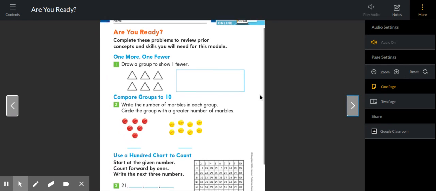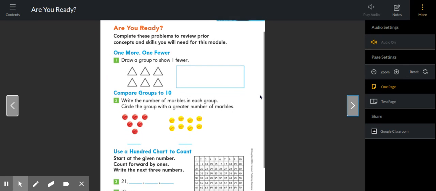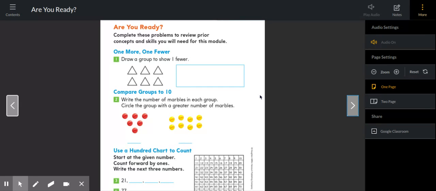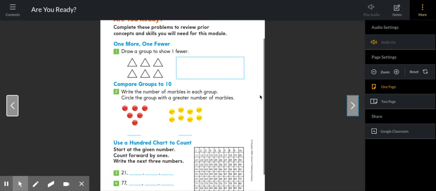Are you ready? These pages are usually super easy. You guys do really well. I'm not going to write on this page for you, but I'm going to read it to you. So are you ready? Complete these problems to review prior concepts and skills that you will need for this module. 1 more or 1 fewer. Draw a group to show 1 fewer. So in this box, you're going to show 1 fewer triangle than there are in this group. And remember, that word fewer is a really important math word. It means less. So you're going to draw 1 less triangle in that box.